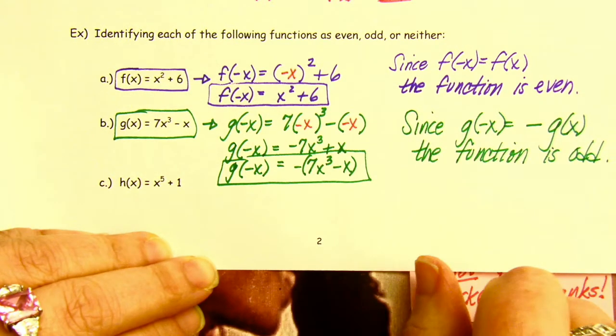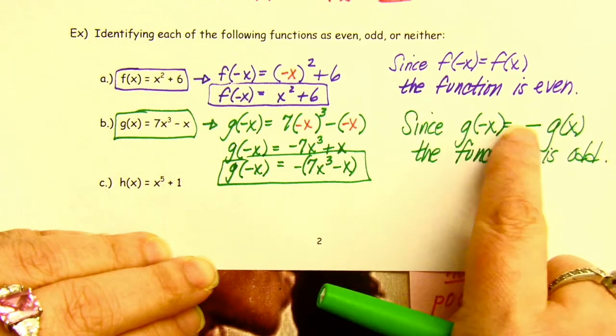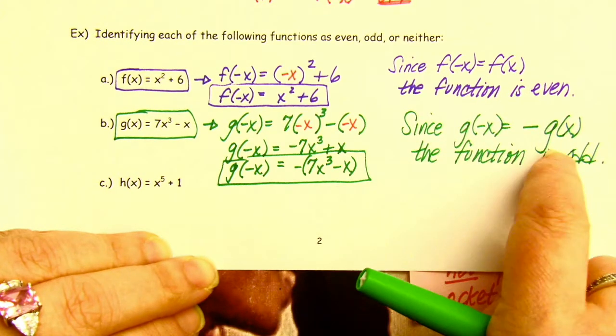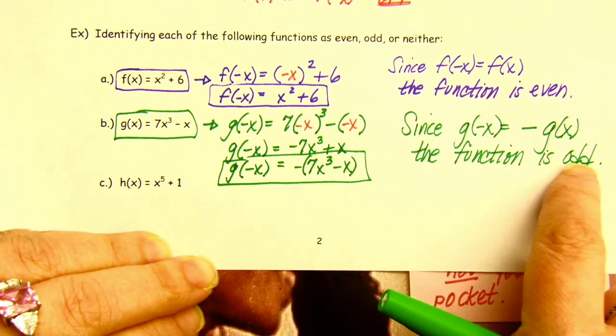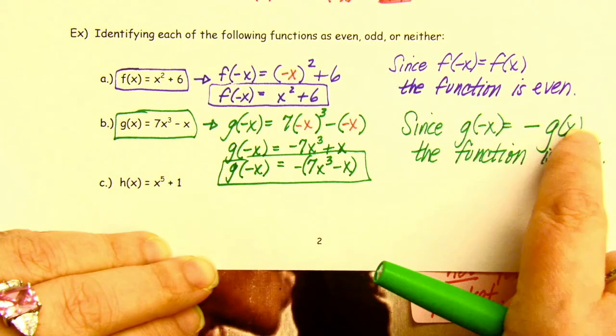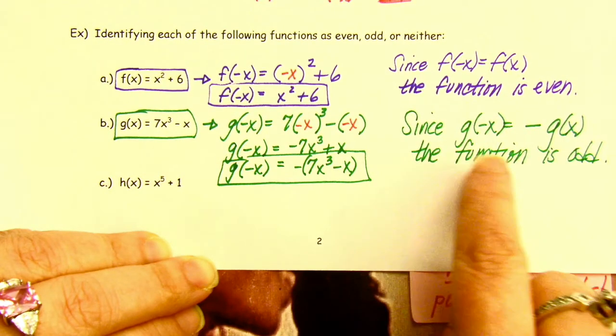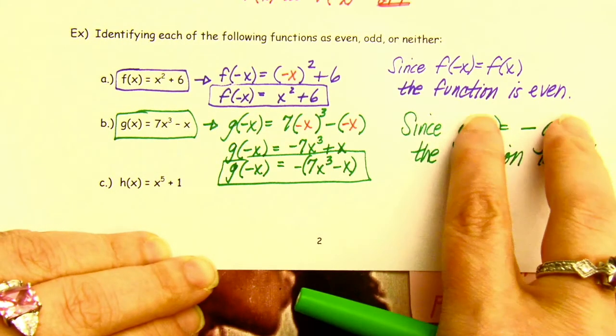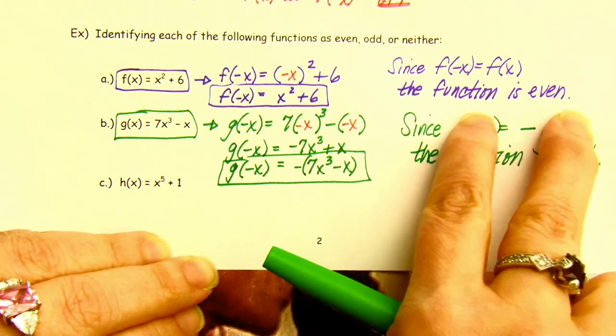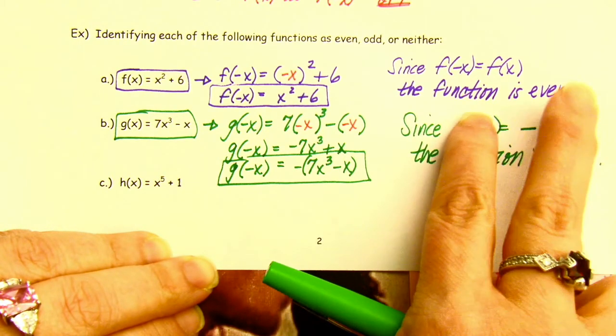And since g of the opposite of x equals the opposite of g of x, then the function is odd. So what's really happening here is when the x's have opposite signs, so do the y's, right? Because g of x really is y. So this would be y equals negative y.